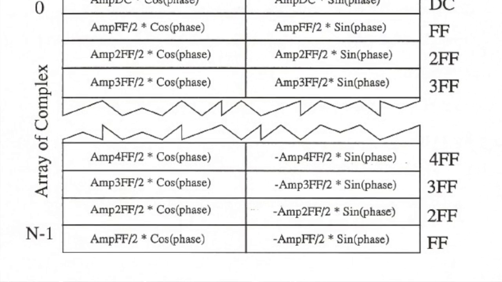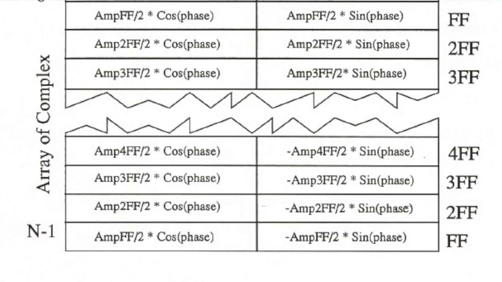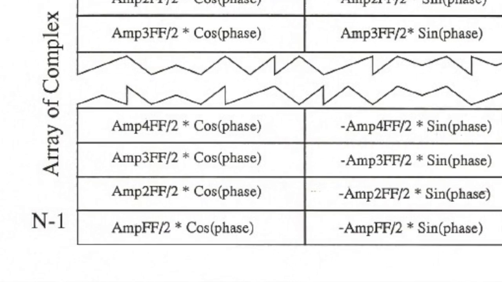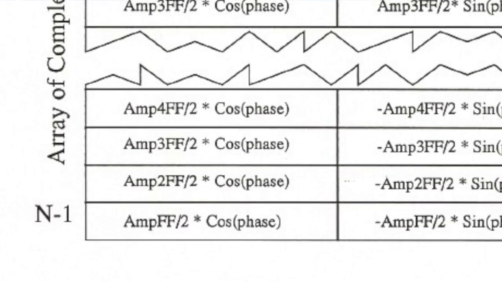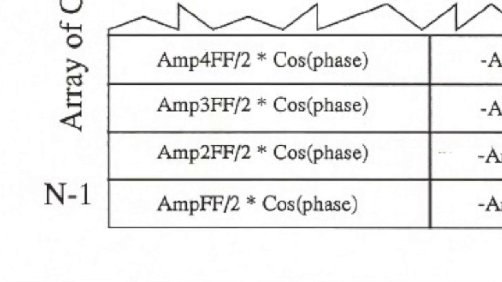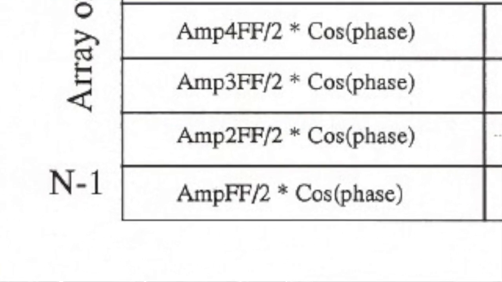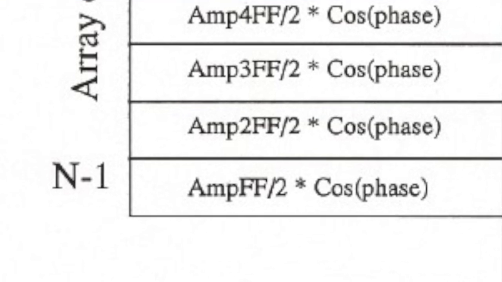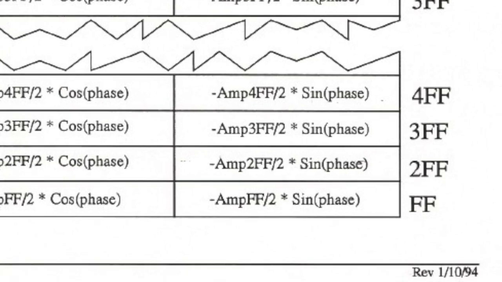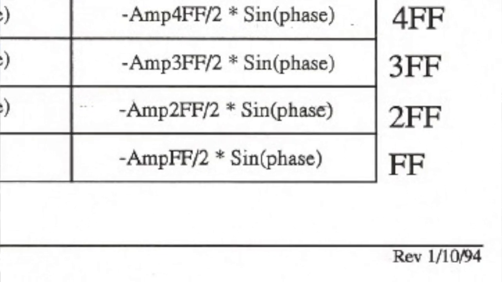But you have to have N samples, and so what you have to do is go all the way up to N minus 1, that's the Fourier frequency. Okay, for the real, you have to have the amplitude of the Fourier frequency divided by 2 times the cosine of the phase, and for the imaginary, you have to have minus the amplitude of the Fourier frequency divided by 2 times the sine of the phase. So that's how you do it. And then you can do an inverse FFT, and I guarantee you it'll work.